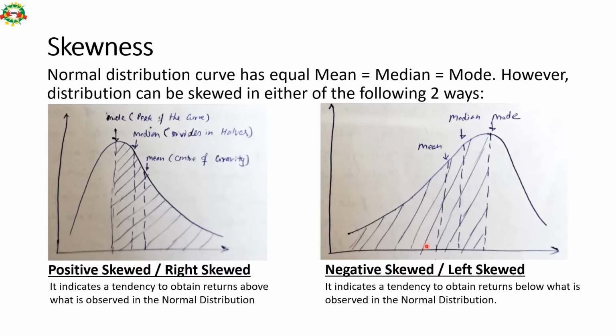And this is the pictorial view of a negative skewed curve, also called left skewed. It indicates a tendency to obtain returns below what is observed in normal distribution. So on the left side, this picture has more area, and here the right side has more area. That means it has more area under higher return above what is expected under normal distribution. So this area is more than the normal distribution area for the middle point.